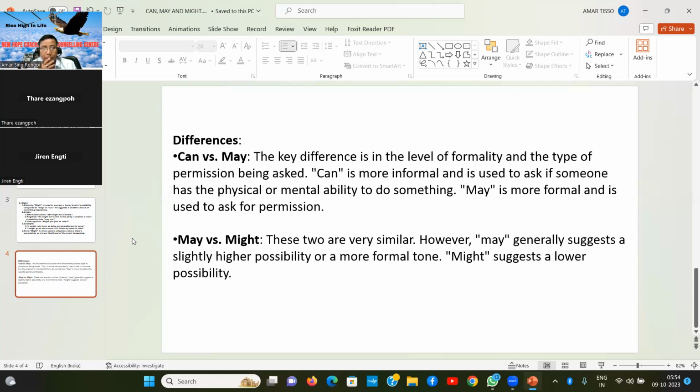Might suggests a lower possibility. Maybe he will come. Might be, when there's a lower possibility. So these are the differences between can, may, and might.